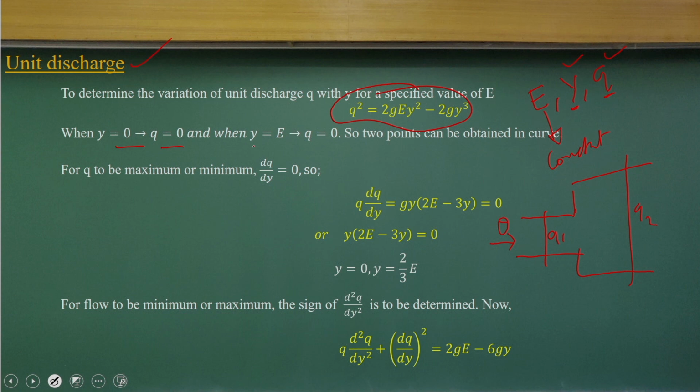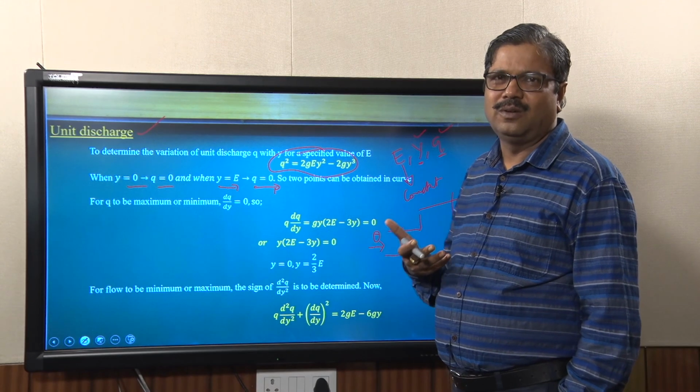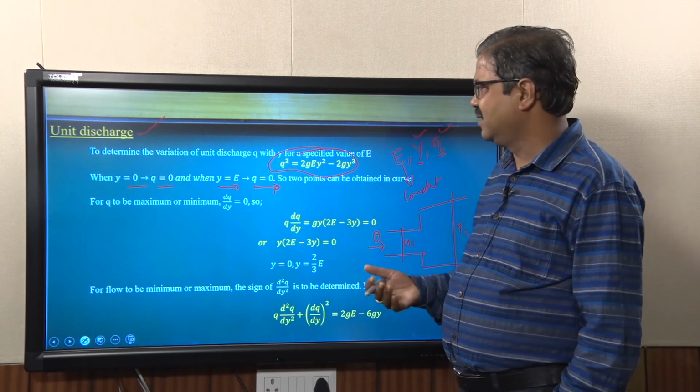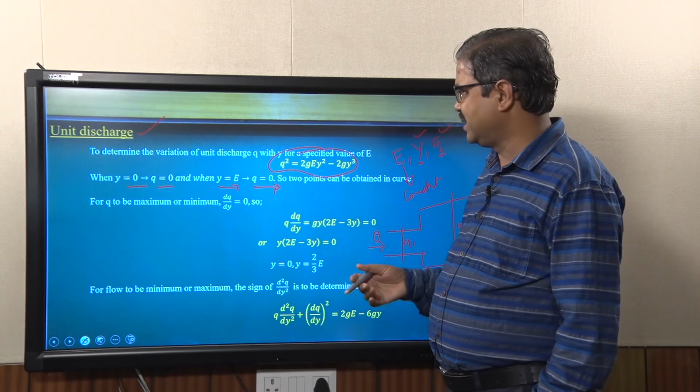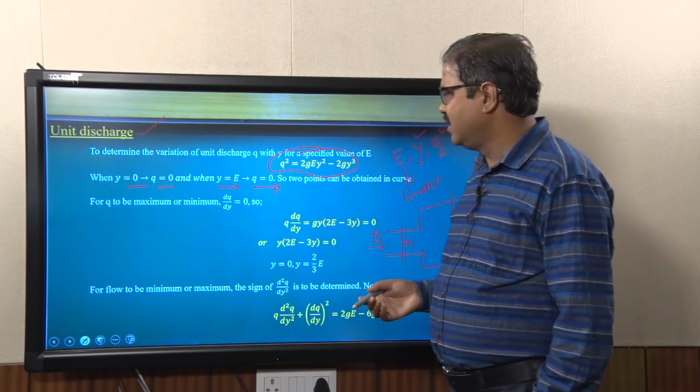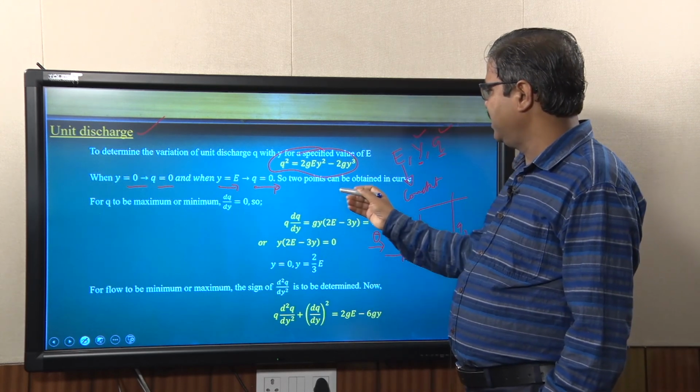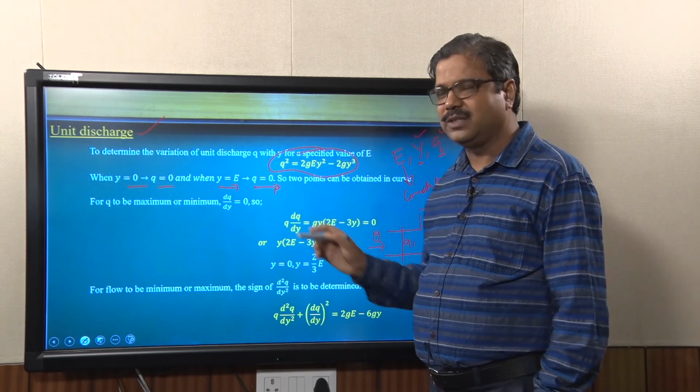And when Y is equal to E, Q is equal to 0. All the energy is now the flow depth, and there is no energy available for the momentum. That means there is no velocity, so there is no flow. Those are the conditions we can see. These two points can be obtained on the curve, so we know these values.